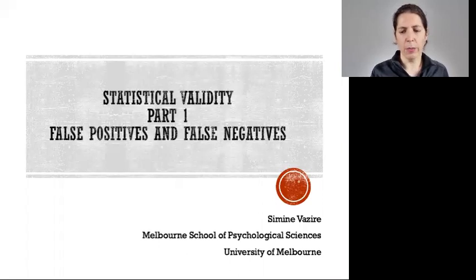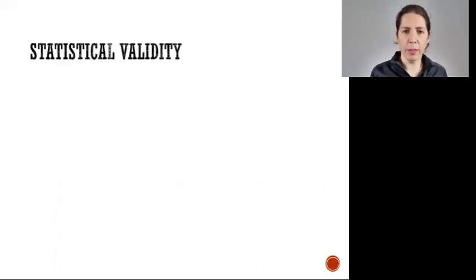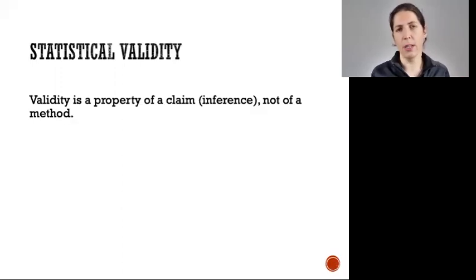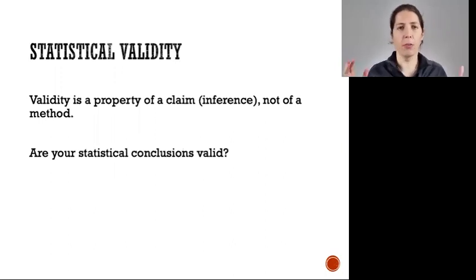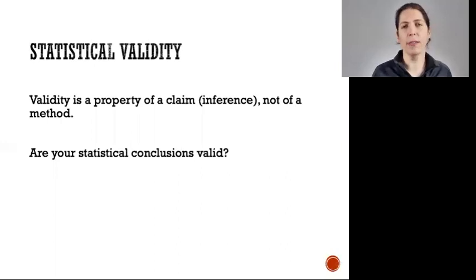So as a reminder, when we're talking about statistical validity, as always with validity, we're talking about the validity of a claim or an inference, not the validity of a method or technique. So here we're talking about, are your statistical conclusions valid? If you're claiming that you observed an effect, that it's real, is that valid?